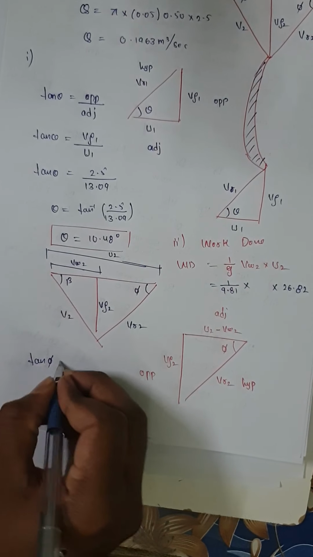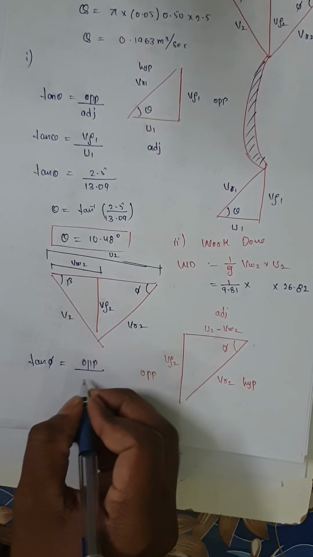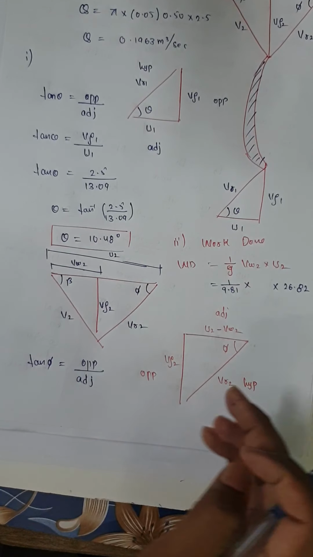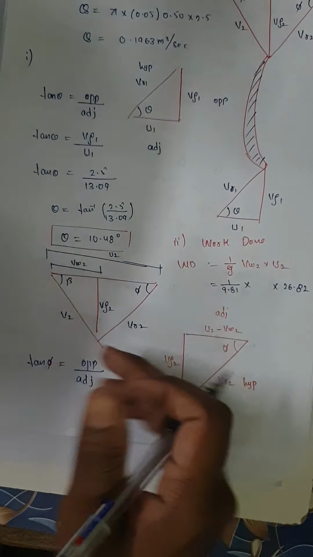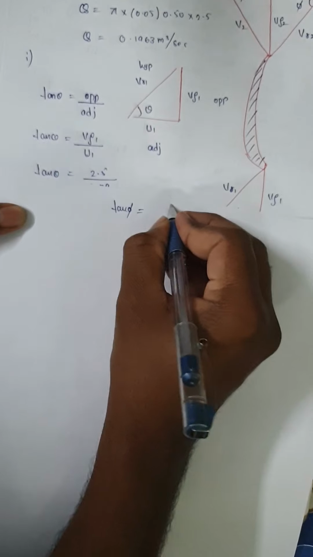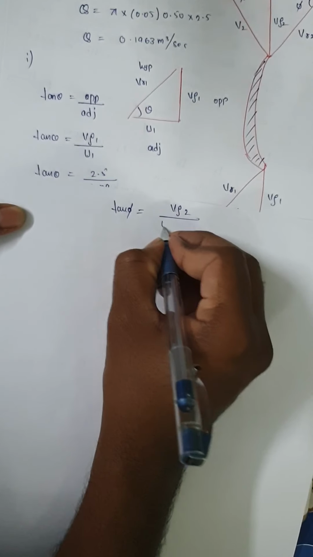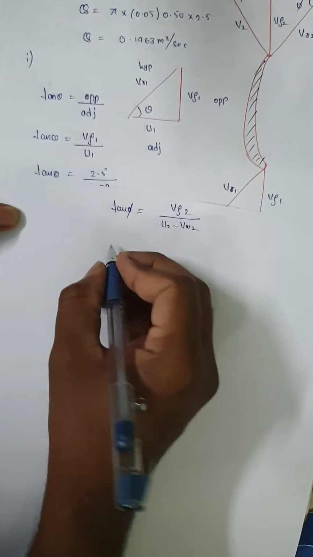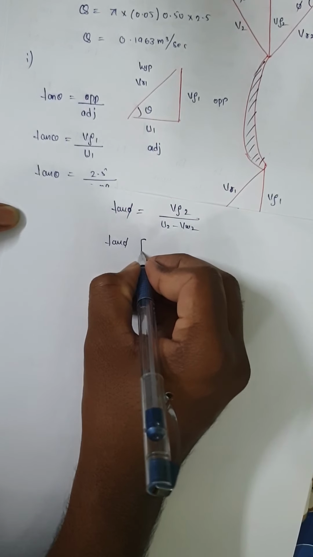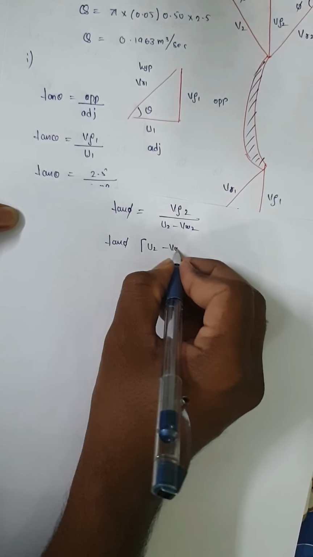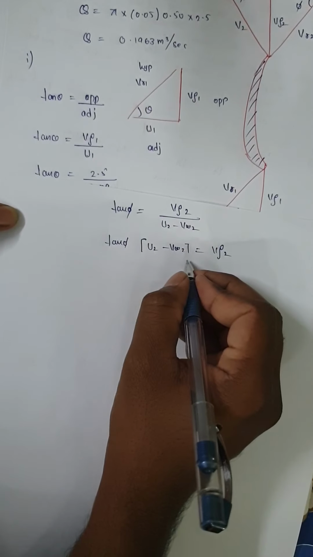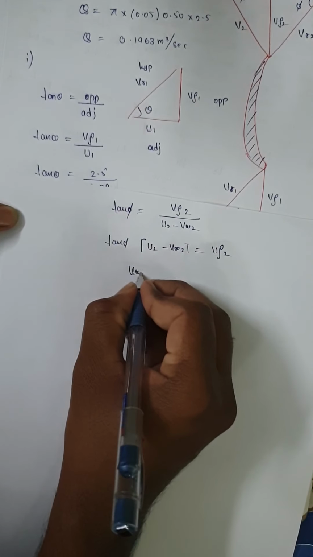Tan pi is equal to opposite by adjacent. Opposite is this one and adjacent is this one. So here I can take tan pi is equal to, opposite value is vf2, adjacent is u2 minus vw2. If you solve this one, u2 minus vw2 is equal to vf2 by tan pi. You know everything here. If you substitute here, you will get the value of vw2.